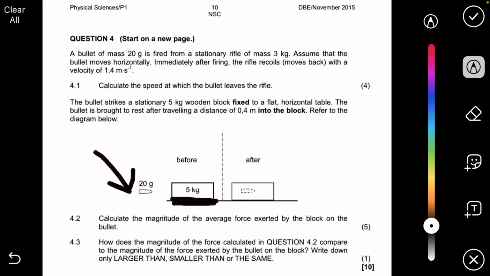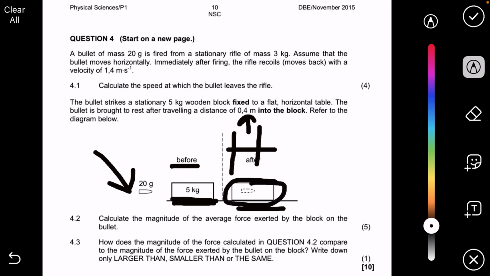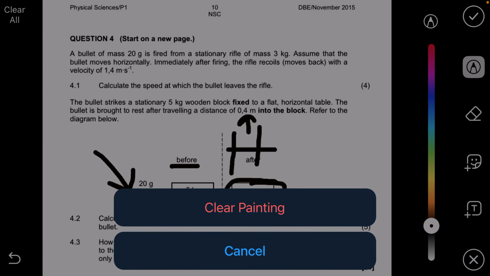Okay, it's attached to that horizontal table. So the bullet is brought to rest after traveling a distance of 0.4 into the block. So ladies and gentlemen, you can see this is the situation before and this is the situation after. This bullet travels that distance of 0.4 meters into the block. Then it's brought to rest, which means it stops within the block. Very much important, ladies and gentlemen.